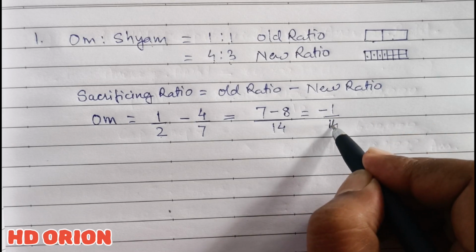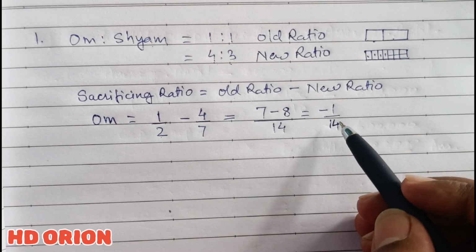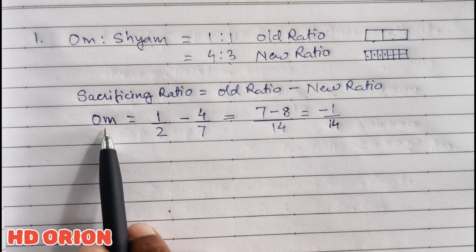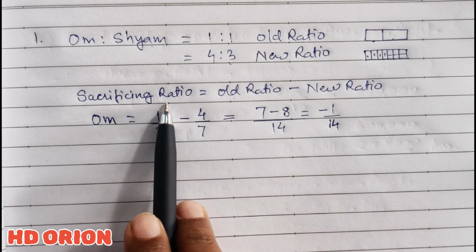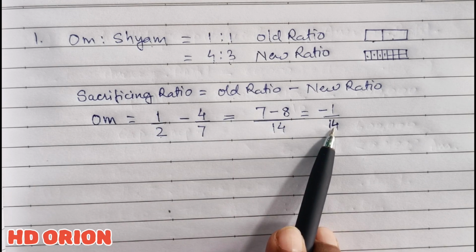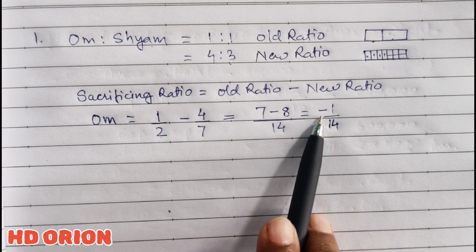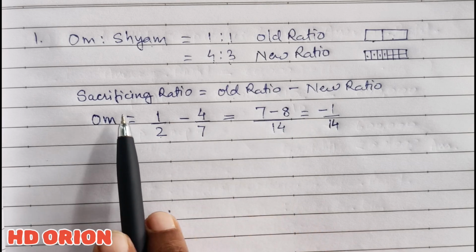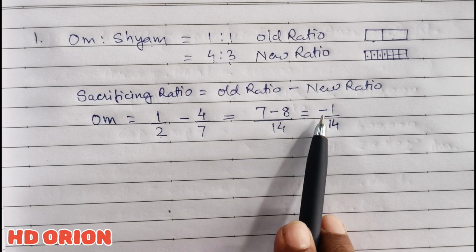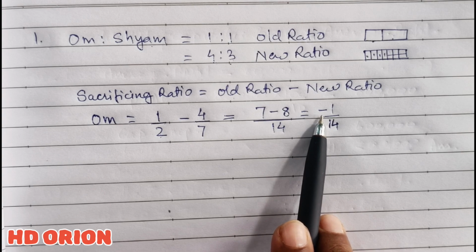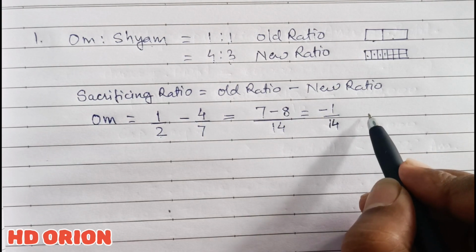Now minus 1 by 14 is the portion of profit which partner Om has gained. But we have calculated sacrificing ratio and I am saying it is gain. Why? Because of this minus sign. When we calculate sacrificing ratio and the answer is in negative, it means it is reverse of sacrifice, that is gain. So Om has gained.